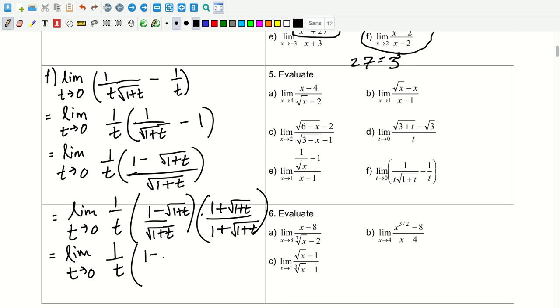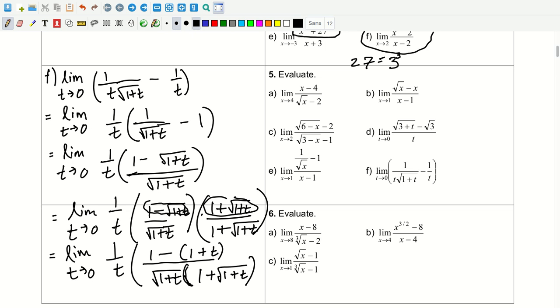So we get 1 minus root of 1. Oh, no. Stop. Okay, now these two guys in the top, right? So this guy and this guy will end up making 1 minus 1 plus t. Okay, that's a difference of squares again. And here I will get square root of 1 plus t, and then a factor of 1 plus the square root of 1 plus t. Okay. Now, why that's fantastic is you'll see you'll get a factor of t in the top, right?